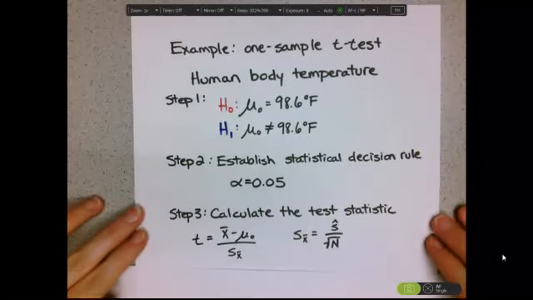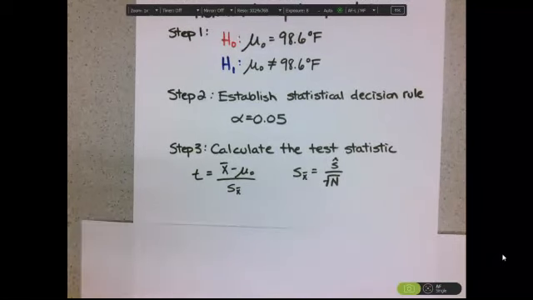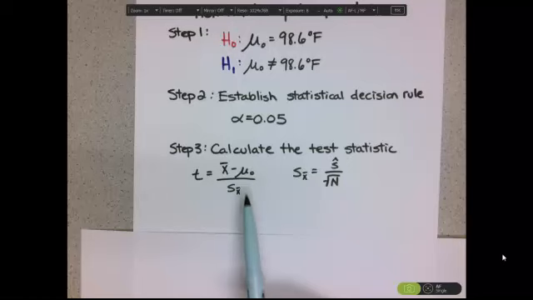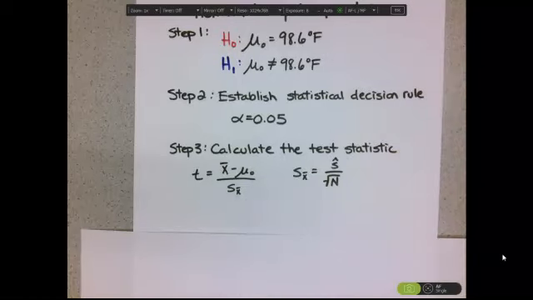The third step is to calculate our test statistic, and here's our formula for t. We have the mean and the proposed population mean that's written in our null hypothesis, and then we have our standard error of the mean. So we start with calculating the standard error.